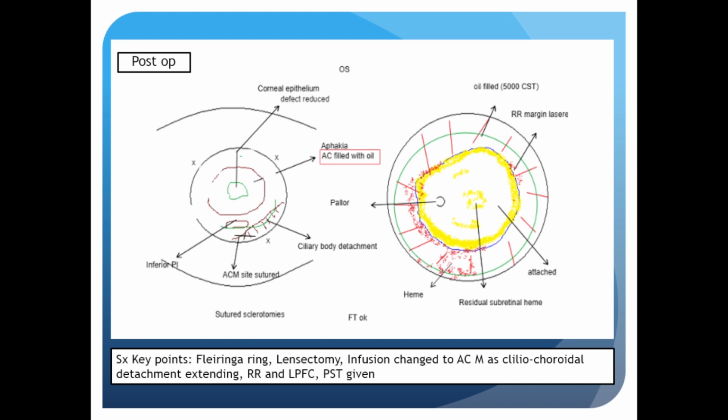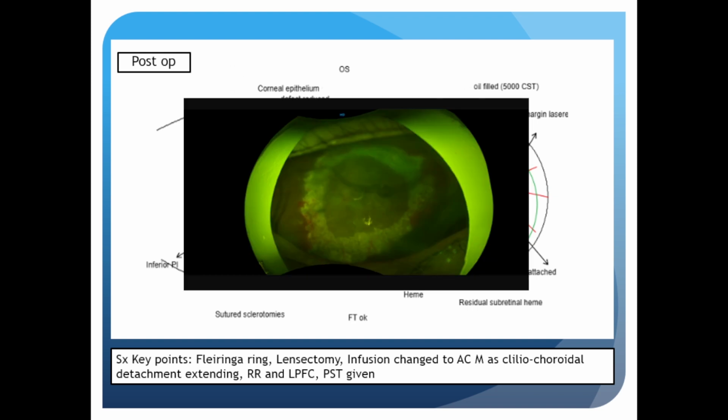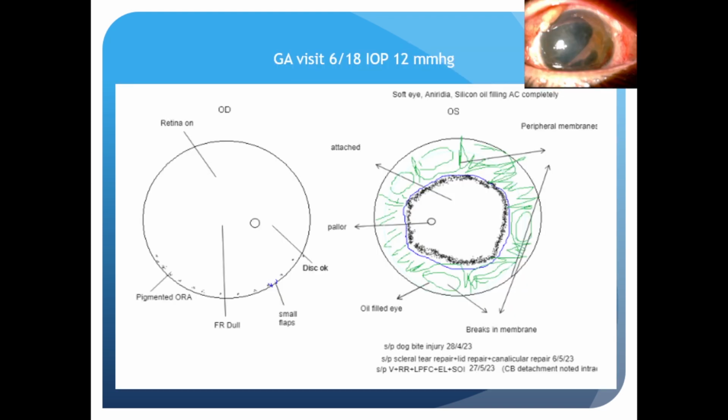After doing this, gradually we have dissected the vitreous part, and we have put the LPFC after doing the RR, and the retina settled well in this patient along with the endolaser at the margin of the RR. At the end of the operation, we have also given a posterior subtenon steroid injection in this patient. So this is the post-op picture we can see with the RR margins along with the laser marks. So we called the patient after 6 weeks at GA. The pressures were 12, normal, and the vision improved to 6/12.